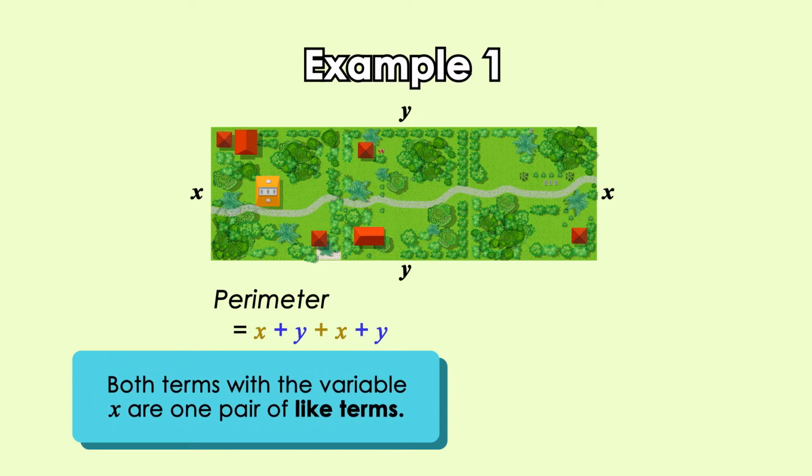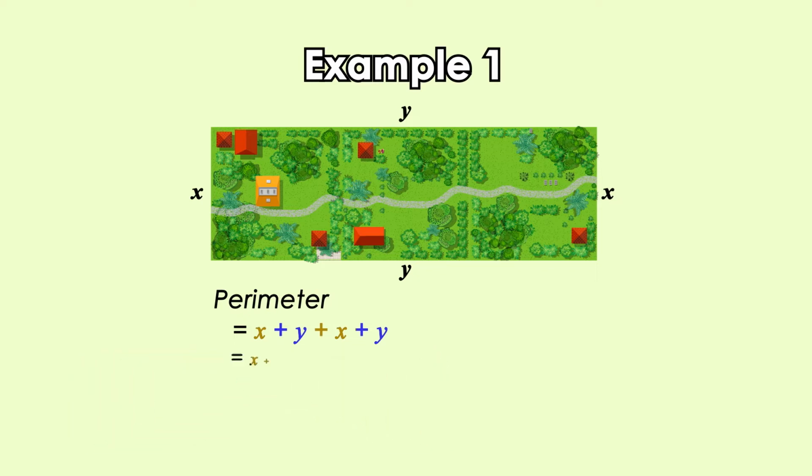Both terms with the variable x are one pair of like terms. Both terms with the variable y are another pair of like terms. The next step is to group the like terms. Move the terms together with the sign in front of them. Would you like to try rearranging the terms? Good! We will get x plus x plus y plus y.